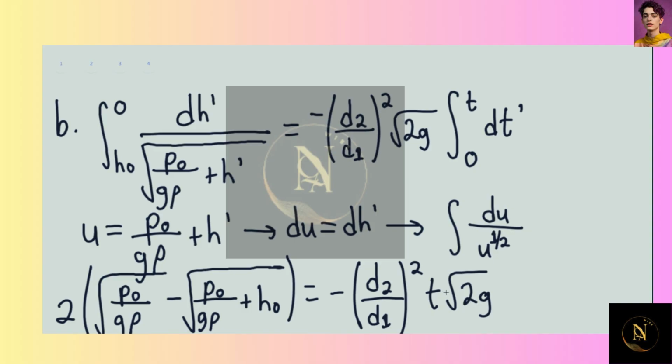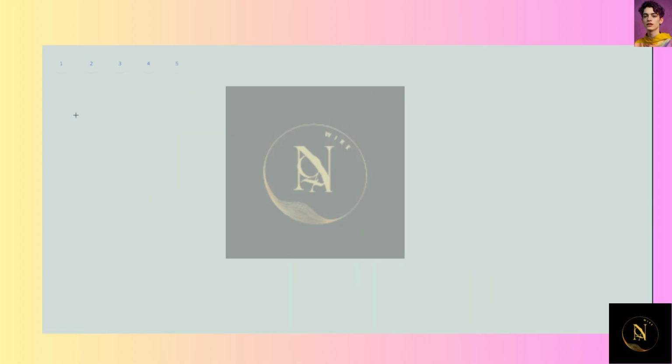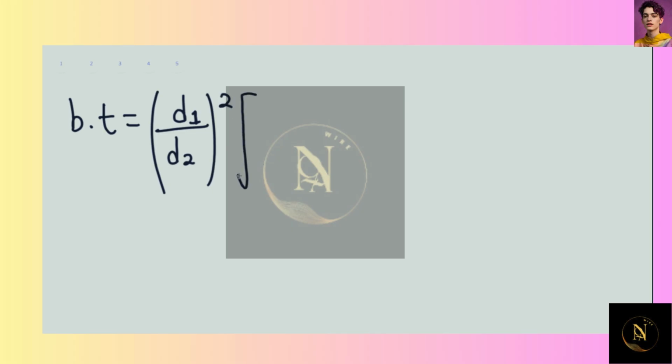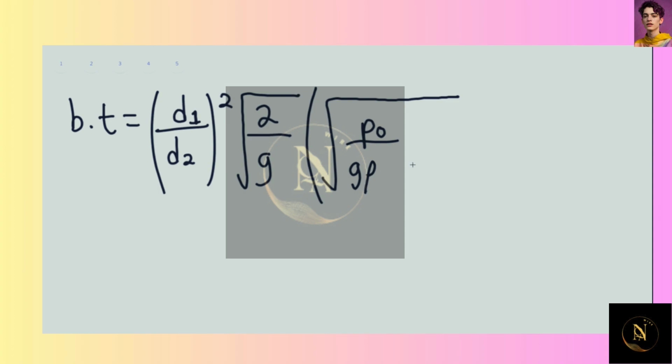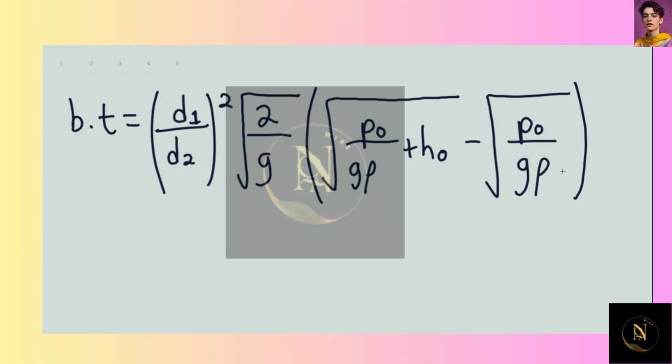Now we're going to solve for time. So solving for part B, solving for time, this is going to be equaling d sub 1 divided by d sub 2 squared multiplied by radical 2 over g, and then this would be multiplied by the square root of p initial divided by g rho plus h initial, minus the square root of p initial divided by g rho, close parentheses.